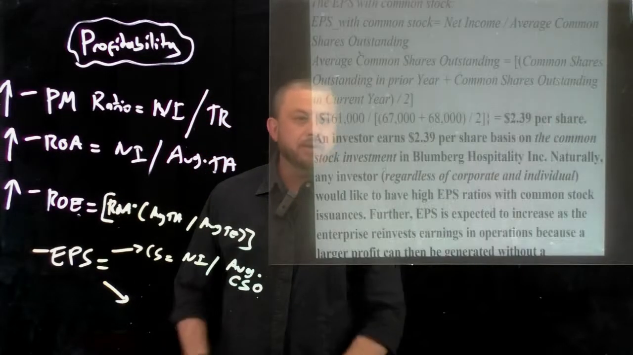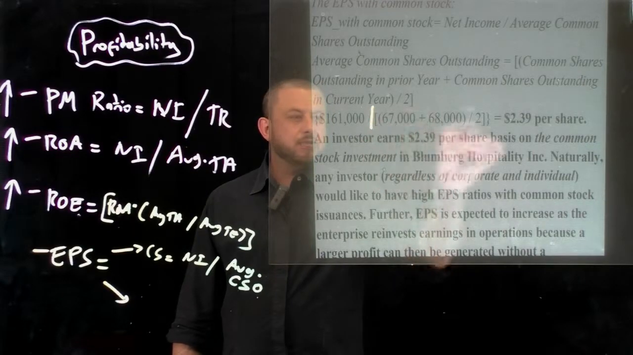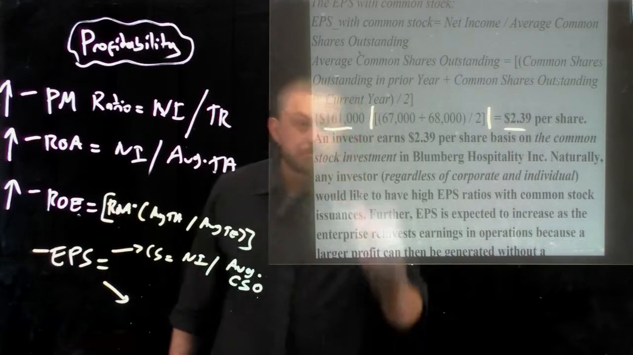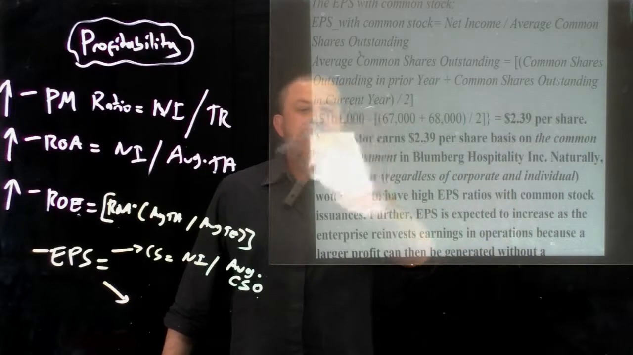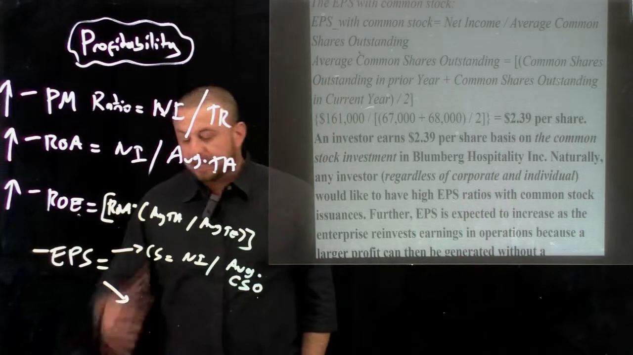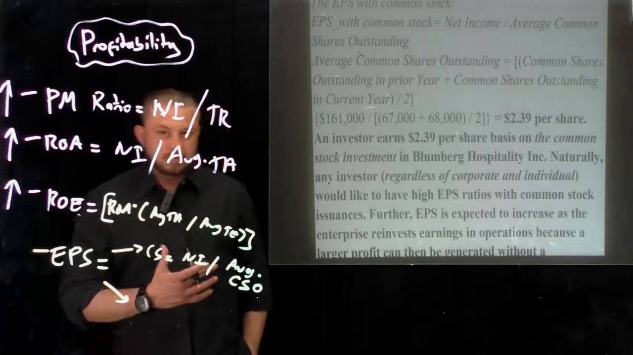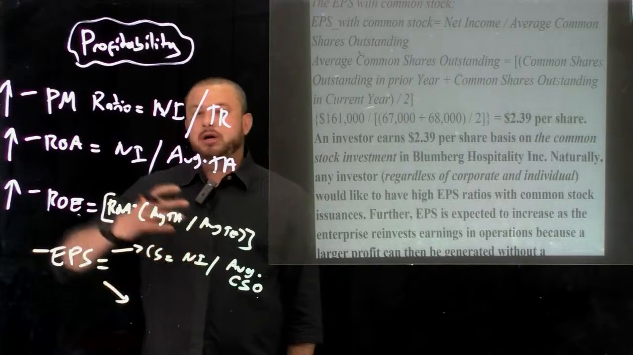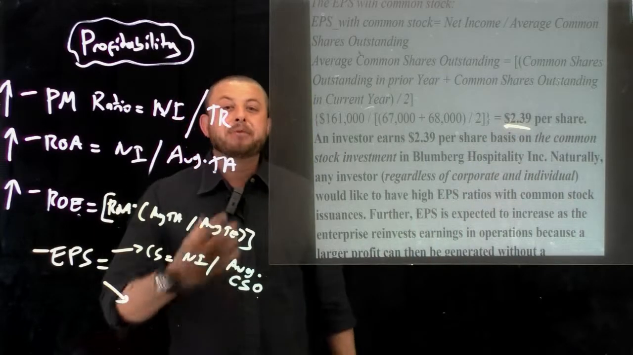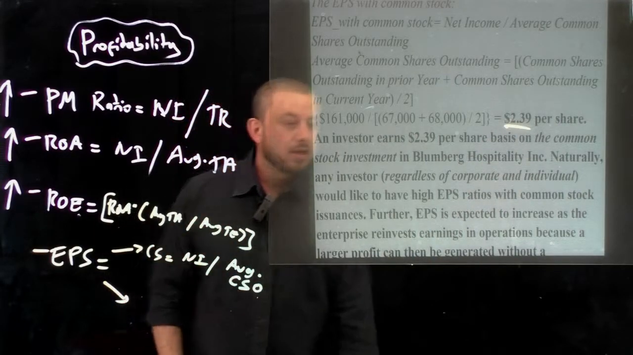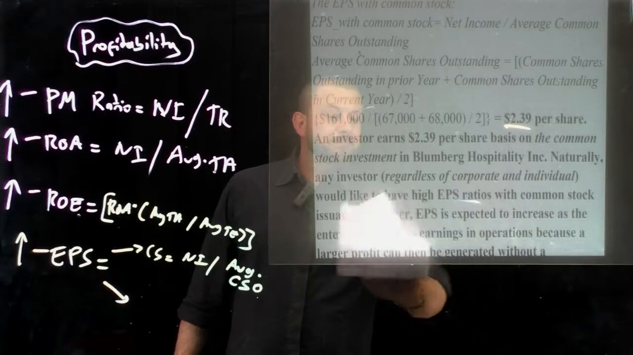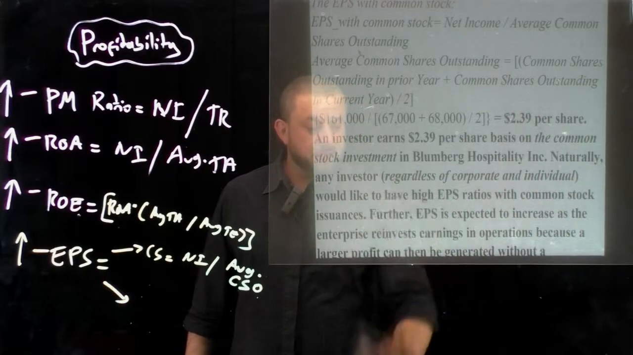All we have to do, guys, is pick our numbers. This is the average common shares outstanding. This is the NI. The EPS is $2.39 per share, meaning an investor earns 2.39 on a per share basis on the common stock investment in Bloomberg Hospitality. Great amount of money, okay? Therefore, you would like to have high EPS ratios for both the common stock and the preferred stock, okay?